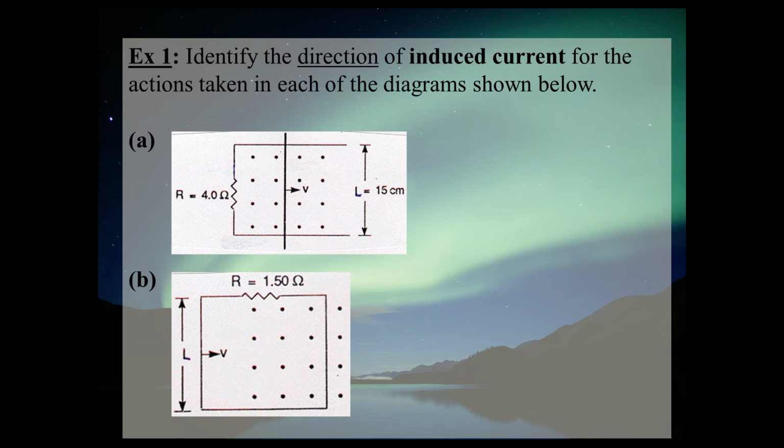All right, a couple of examples to finish off the example booklet. It says, identify the direction of induced current for the actions taken in each of the diagrams shown below. First of all, let's clarify what we see here. In part A, I have a resistor, and this resistor is part of a broken circuit.